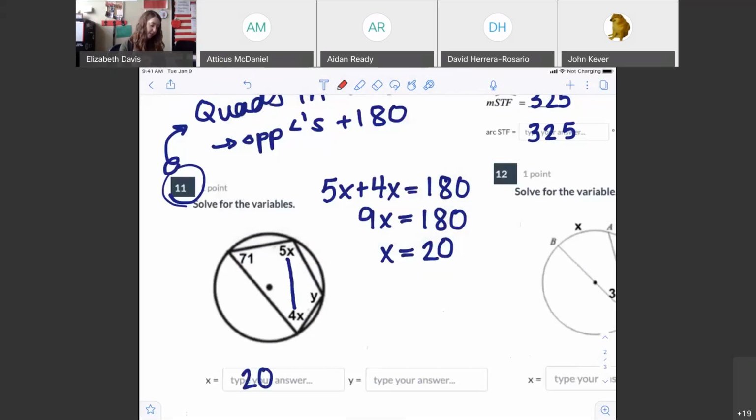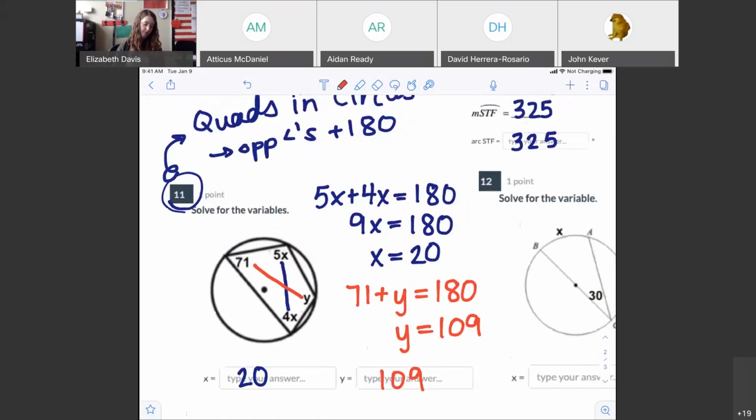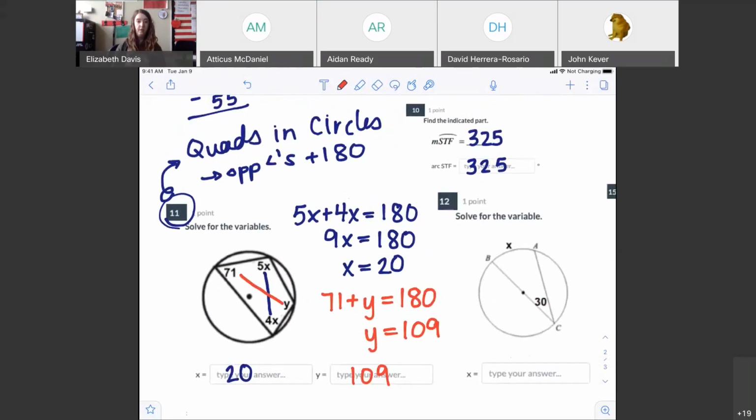I can do the same thing with my other set of opposite angles. Opposite angles, 71 and y, will add together to equal 180. What do I have to do to get y by itself? Good, subtract 71. So that means y is equal to 109. Okay.